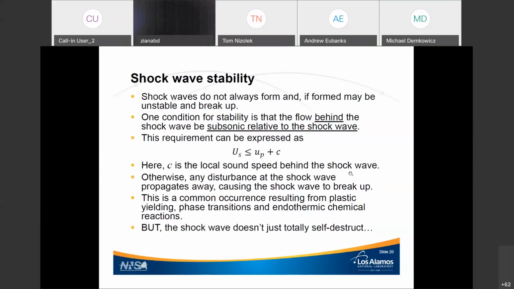behind the shockwave. The reason that this is the case is if the shockwave has a little disturbance in it, that disturbance will propagate away. It will carry energy with it and propagate away, and that will cause the shockwave to break up. This is actually a very common occurrence, but the shockwave doesn't totally just break up. So this occurrence can result from plastic yielding, phase transitions, chemical reactions, endothermic chemical reactions in particular.